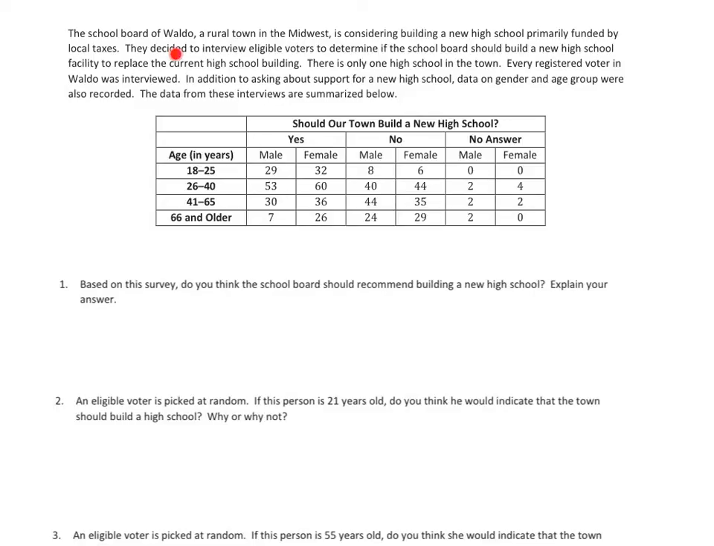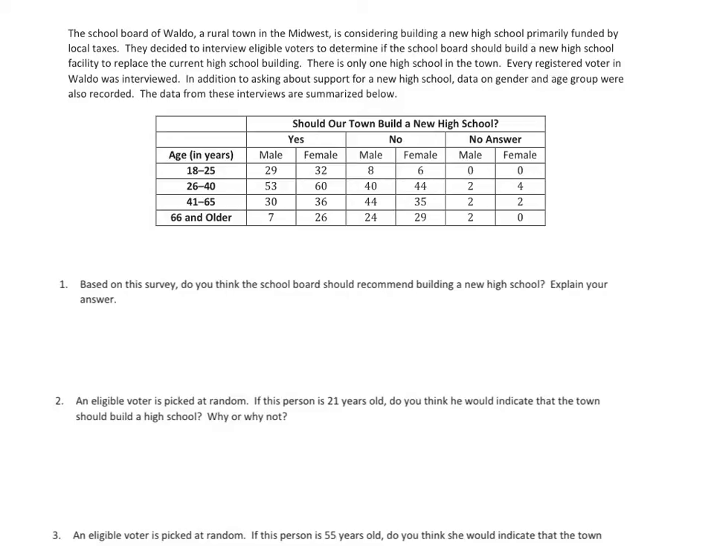The school board of Waldo, a rural town in the Midwest, is considering building a new high school primarily funded by local taxes. They decide to interview eligible voters to determine if the school board should build a new high school facility to replace the current high school building. There's only one high school in town. Every registered voter in Waldo was interviewed. In addition to asking about support for a new high school, data on gender and age are also recorded. The data from these interviews are summarized below.